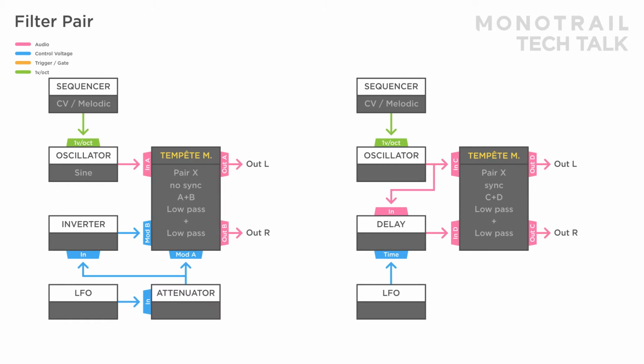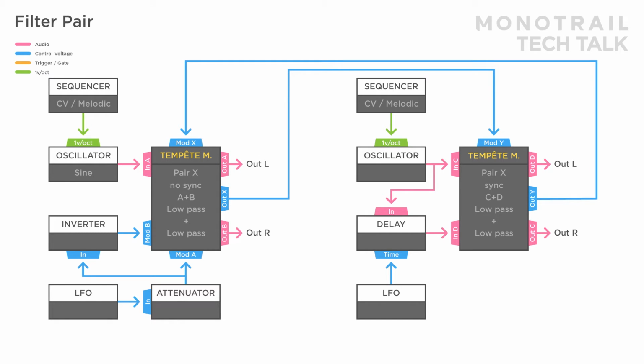Here's the same patch, but this time the mod X and mod Y inputs aren't used. In this case, the cross-mod section can be used to have both signals modulate each other. These connections are internal, but just to show, output X is modulating Y and out Y is modulating X. This is great for textured drones, especially playing with high resonance settings is nice.